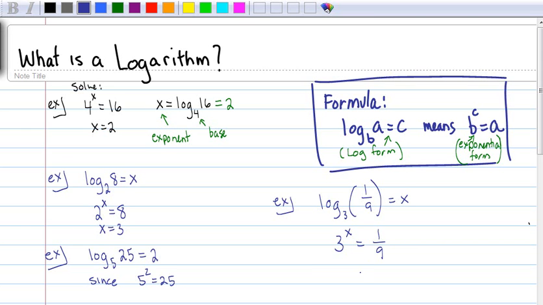If you don't see that, you could change your 9. Let me do it right here. You could change your 9 to 3 squared, and this 3 to the negative 2. And so then you can clearly see that x equals negative 2.